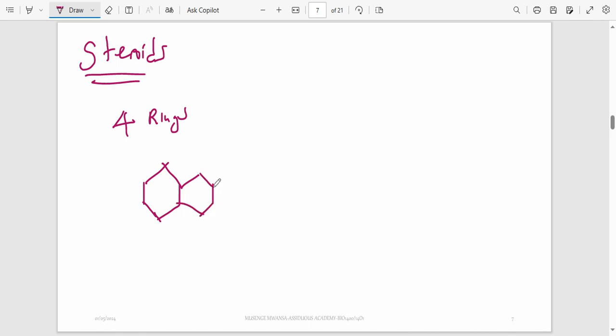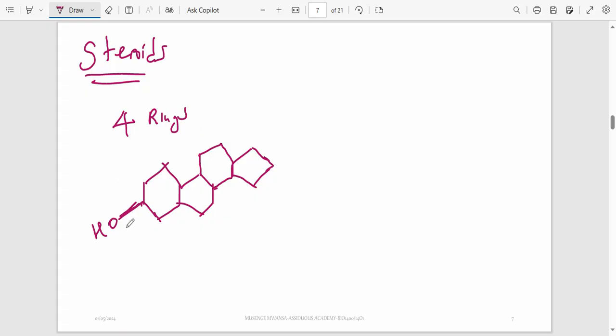So these are two rings, and then you see something like that. How many carbons are these? Okay, let me draw this well. You can see these three that I've drawn, they have got six carbons each. And then one is going to have five carbons. It's going to appear like this. So this is what we call a steroid. And then at the end, normally you are going to have an alkyl functional group, OH.